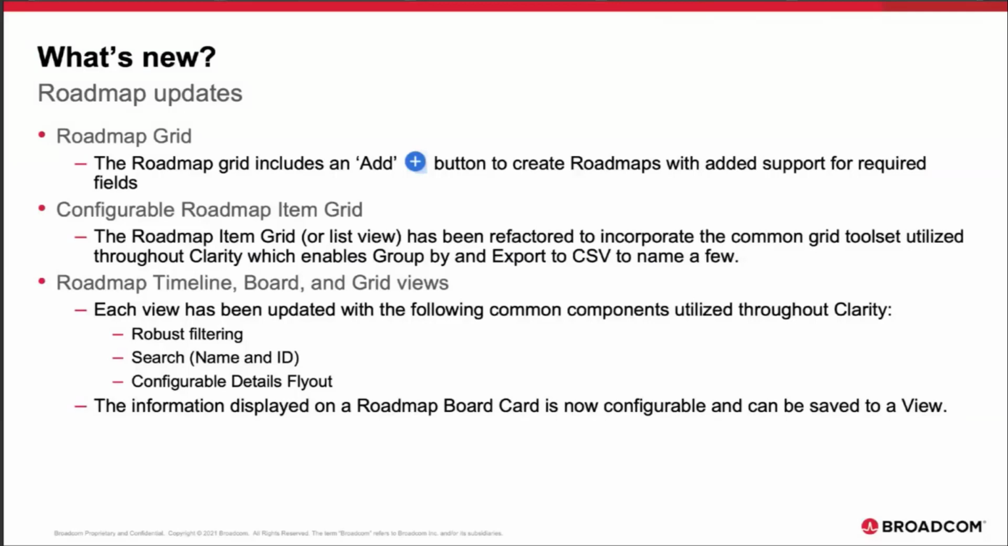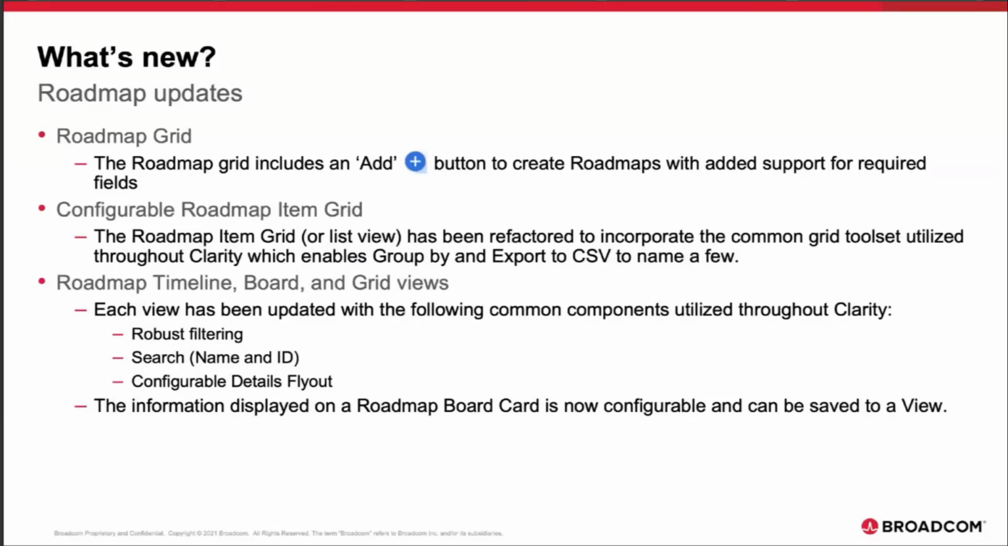First, the roadmap grid includes an add button specifically to support creating new roadmaps that have required fields. Second, the roadmap item grid has been refactored to incorporate the common grid toolset used throughout Clarity, which enables group by and export to CSV, to name a few.